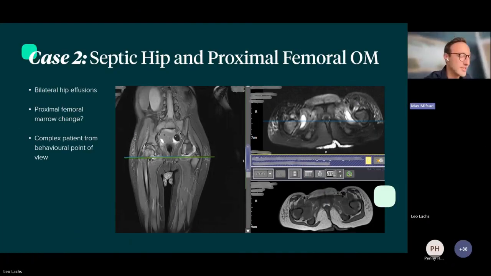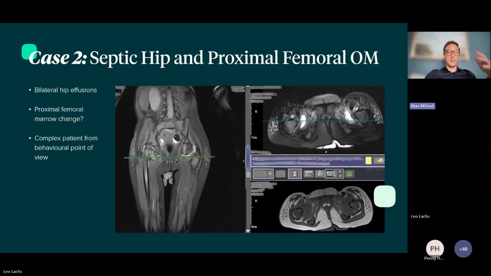Second case. This is not a post-traumatic injury, but rather a child who has an infection which involves the growth plate. This child had a bone infection, osteomyelitis being the technical term, but she also had what's called a septic hip, meaning an infection in the joints.